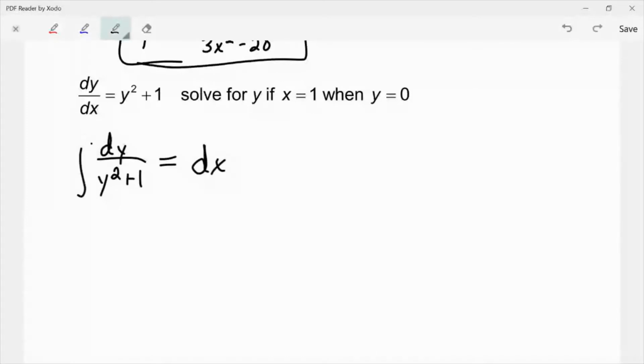And then from there, I can integrate. And when I integrate on the left side, that's essentially 1 over y squared plus 1. So I'm going to have an inverse tangent of y is equal to x plus c.